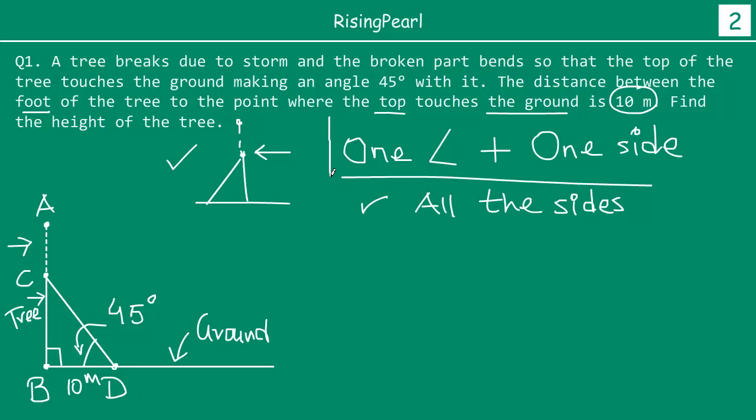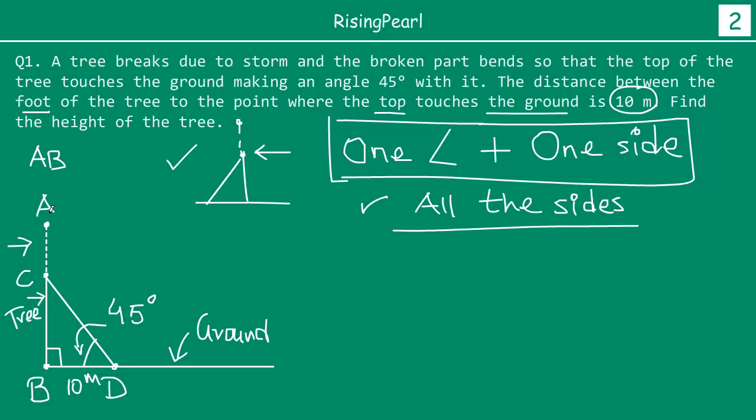So this is very important. We are looking for a right triangle, and in that, if one of the angles is given and one side is given, we can find out all the sides. And this is what we are going to use in all these questions. So here, we want to find out the height of the tree, right? So the height of the tree is AB. From A to B is the height of the tree, and AB, from the figure we can see, is AC plus BC, right? So it is AC plus BC.